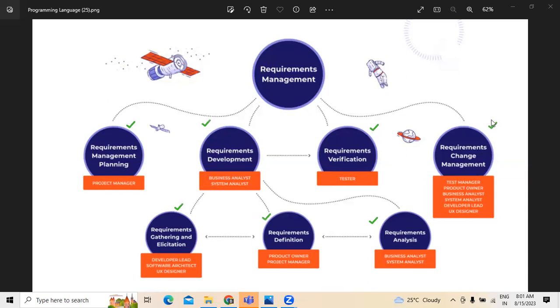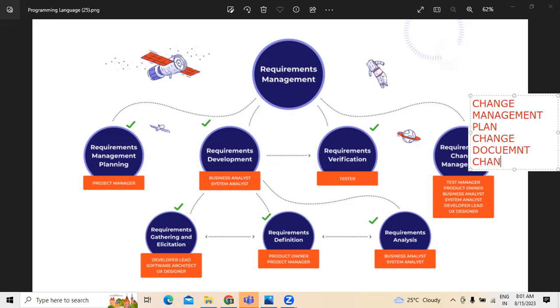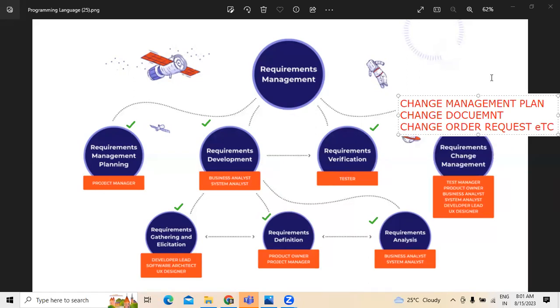Next, requirement change management, which is about how to change the requirements if there is any change. There is a change management plan, change documents, and a change order request, etc. All these things come under requirement change management. This is how the business analyst role in reference to requirement management works for any project. It has nothing to do with any technology or domain. But at the end of the day, the role of a business analyst in reference to requirements management will be this.